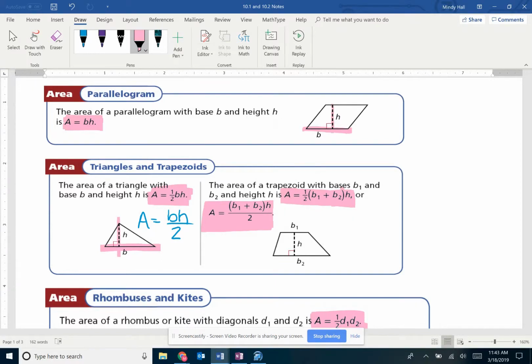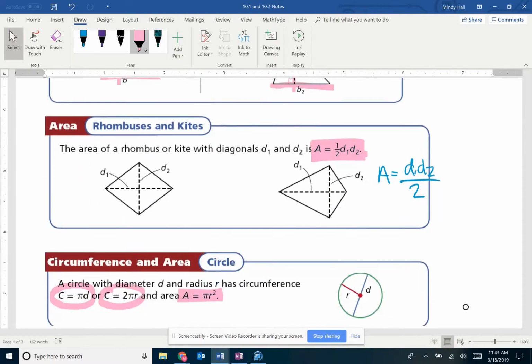For a trapezoid, you add your two bases together, and your bases are the parallel lines. Multiply it by the h and divide by 2. Like the triangle, you can also write it as your bases added together times your height divided by 2, or you can also just have it multiplied by 1/2. Either one, they both say the same thing.